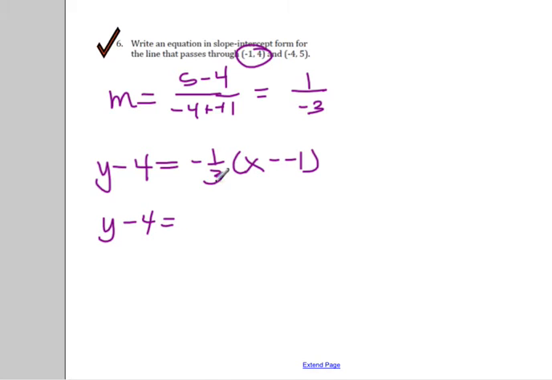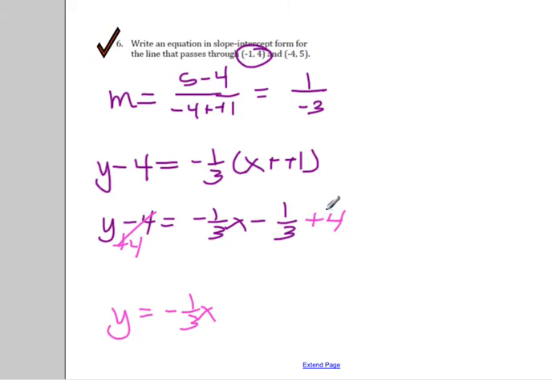I distribute my -1/3. So I have -1/3 x. This is really plus 1. So I would have -1/3. Then I would add 4 to both sides. All right, so y is equal to -1/3 x. And then 4 minus 1/3.